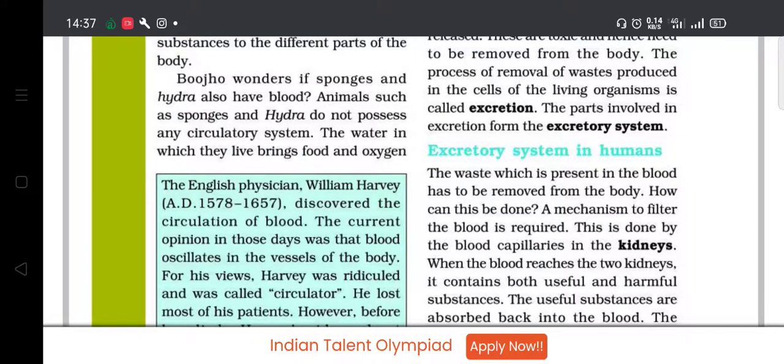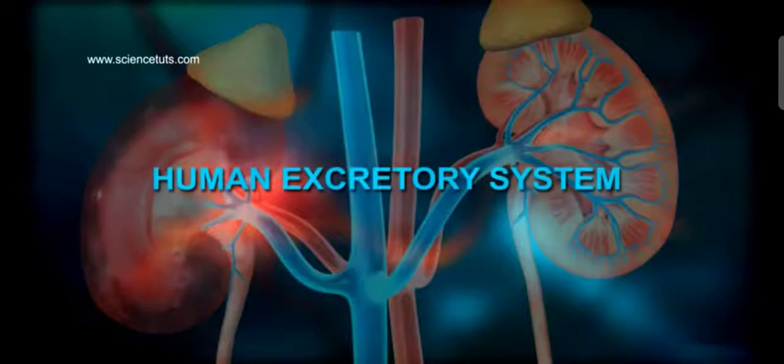So first of all, if we want to know how this removal of waste products, meaning how this excretion takes place, we need to understand this process and each part involved in it. So I will show you a video which will tell you first of all the excretion in animals, and then we will take it up with the help of the text. See the video, children. Human excretory system.